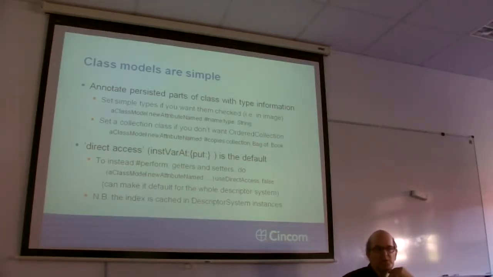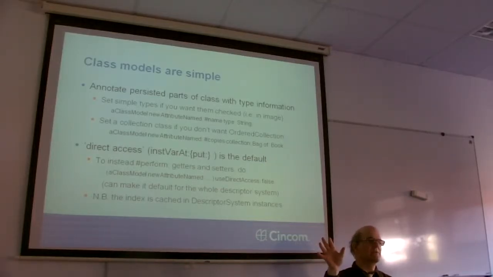A point to note is that the index is cached. If you've got a really complicated model, then bear in mind every time you set up a session, you're grabbing a new instance of your descriptor system. So that new instance is calling all these class descriptor methods and building up the model. That could actually get slow, so you might easily want to cache it.